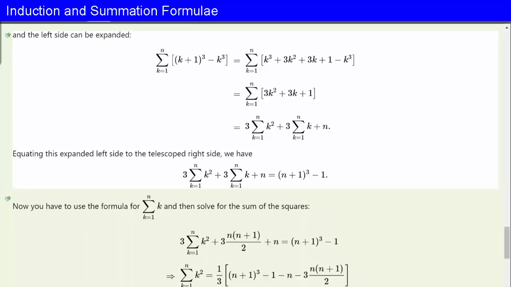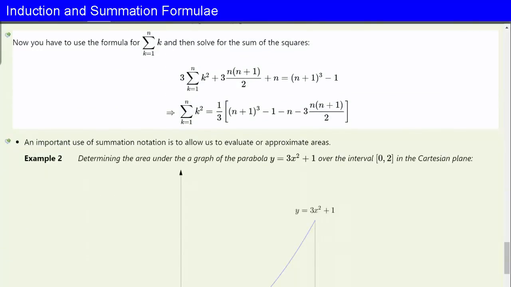Equating this expanded left side to the telescoped right side, we have 3 times the sum of the k squareds plus 3 times the sum k plus n is equal to the difference n plus 1 cubed minus 1.